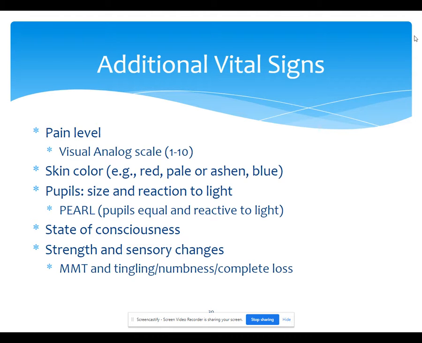When I say PERRL, we want to look at PERRL. PERRL means pupils are equal and round and reactive to light. Whenever you've seen doctors shine a light into your eye, they're looking at your pupils. They're looking to make sure it constricts and that they're equal. When you shine the light, it constricts, and when you take the light away, it gets larger. So pupils equal, round, reactive to light. You're going to look at state of consciousness, and then sensory and strength changes. So tingling, numbness, complete loss, unable to walk. These are all simple overall vital signs.